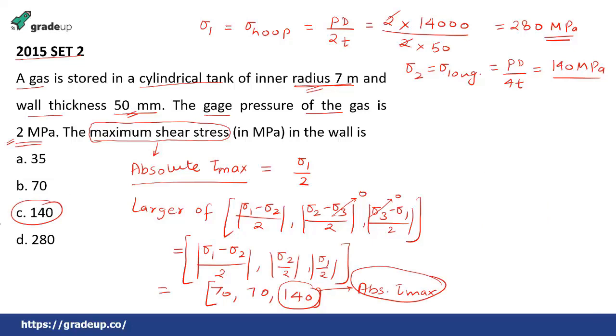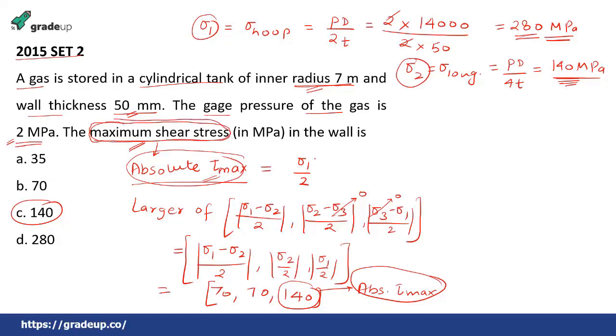Okay, very simple question. Just do not think that it is asking for the maximum stress. This is the maximum principal stress, which is 280. This is the minimum or minor principal stress, which is 140. But it is asking you for the absolute tau max, because it is asking for the maximum shear stress.